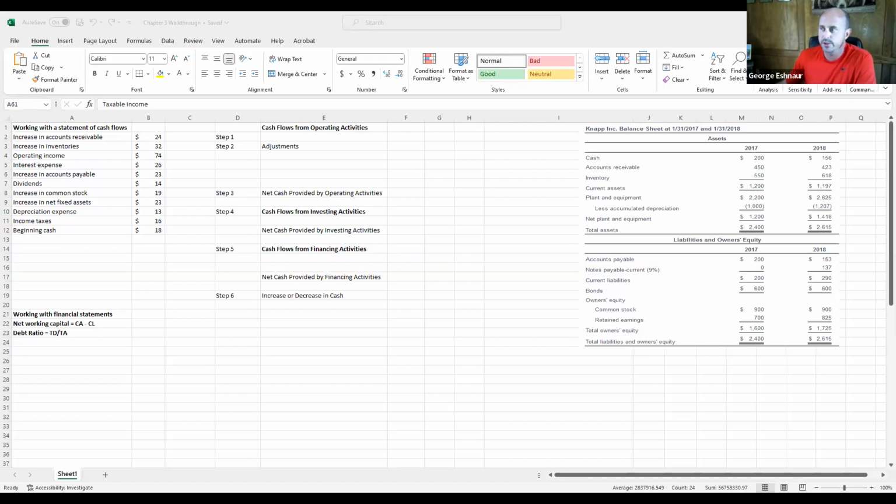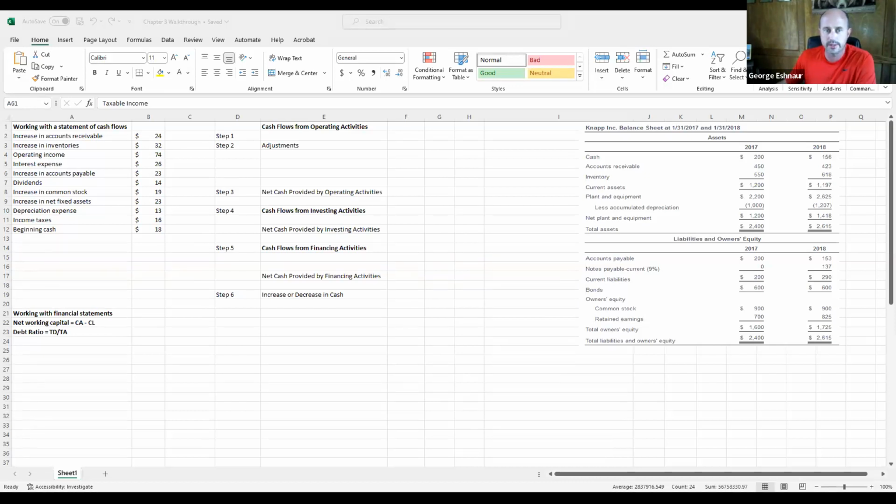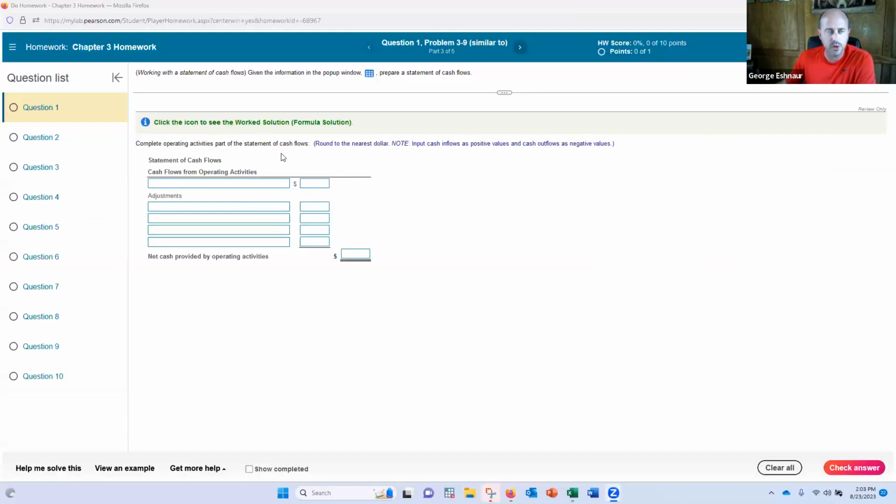So what we're going to do here is we've got some questions in terms of what this first question is. We're going to be looking at working with a statement of cash flows. Given the information in the pop-up window, prepare a statement of cash flows. We went through this a little bit.